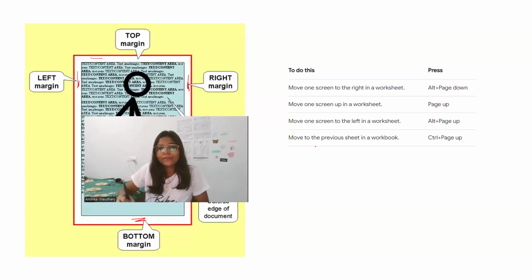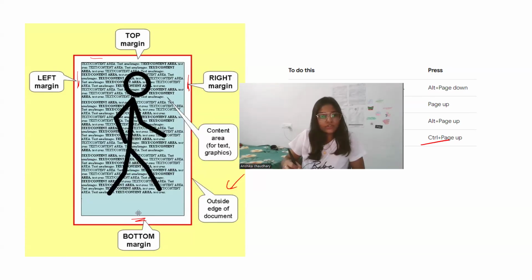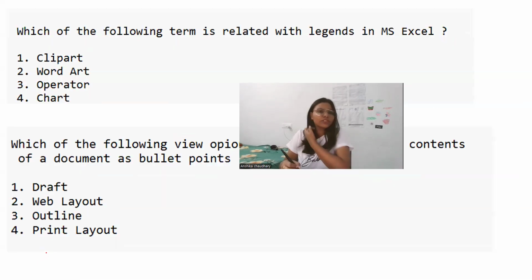So you can see that to move to the previous worksheet, it's Control plus Page Up, and don't forget to remember these three as well, because it might be a case that at your exam, one of these comes up, right? So let's mark this. What was it? Control plus Page Up, right? Just a minute. Plus Page Up. Okay. Now let's move on to the next question.